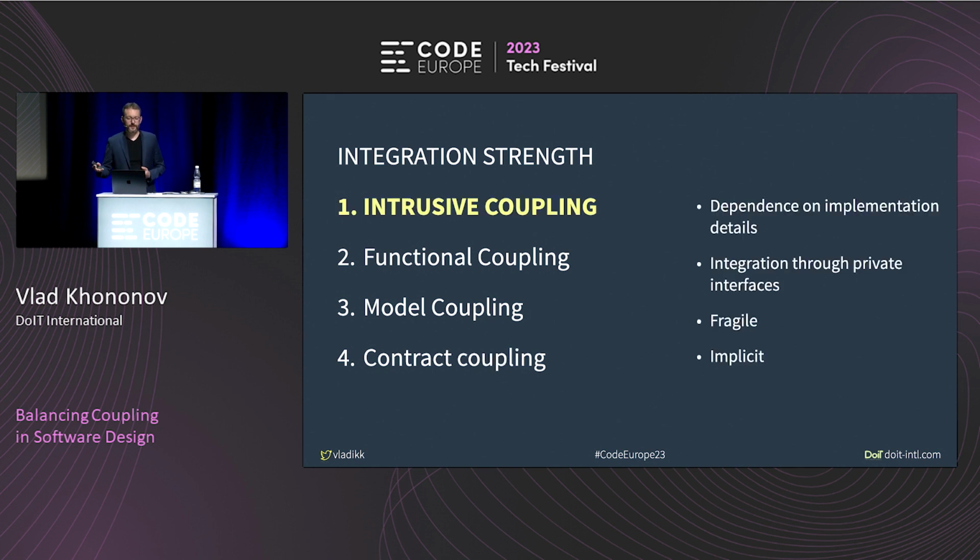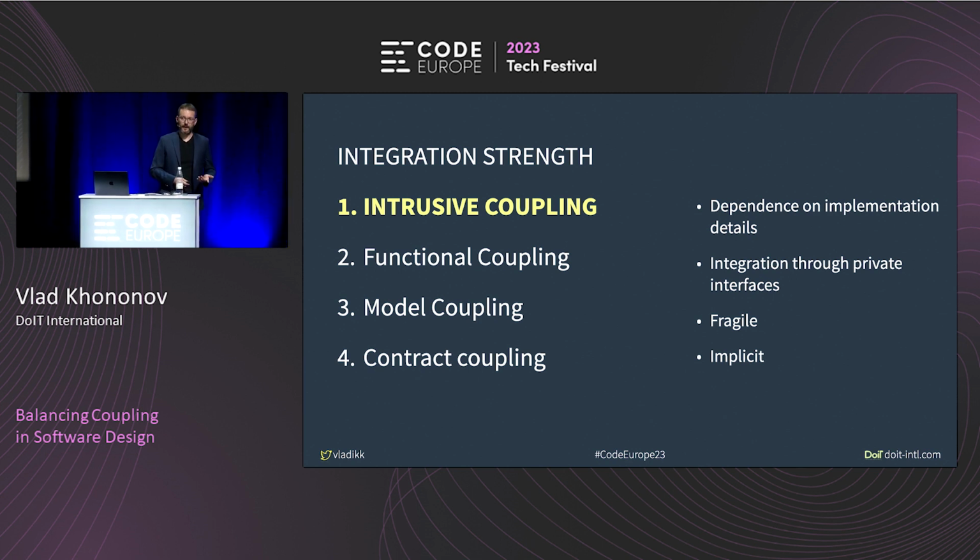As the name suggests, intrusive coupling is the highest level, and it's synonymous with structure design's content coupling. Modules are integrated through private interfaces, introducing dependencies on implementation details. When that happens, we assume all knowledge about the implementation details of the upstream component.